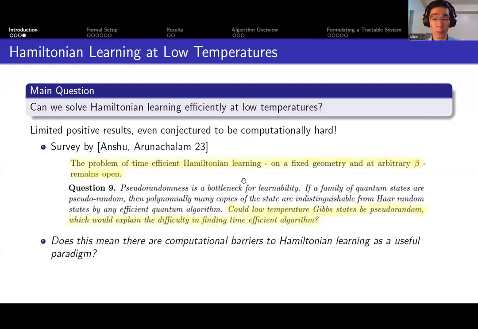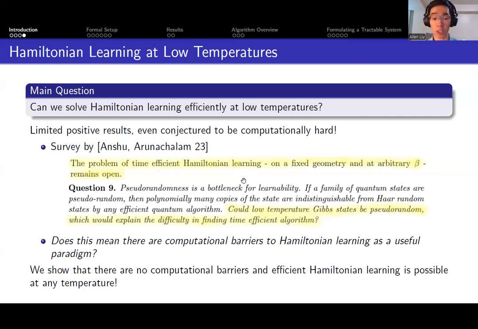Now, if there were such computational barriers or computational hardness, then this would be a major roadblock for Hamiltonian learning being useful for all of these applications, because it would mean that we cannot hope to efficiently or algorithmically solve this problem of Hamiltonian learning exactly when we need to solve it for interesting quantum systems. Fortunately, we show that there are no such computational barriers, and there is good reason for optimism because efficient Hamiltonian learning is possible at any temperature.